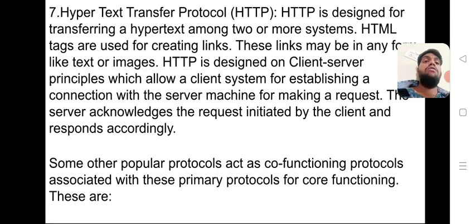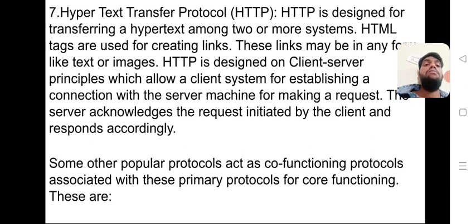Hypertext Transfer Protocol, HTTP, is designed for transferring hypertext among two or more systems. HTML tags are used for creating links. These links may be focused on a line or text message. HTTP is designed on the client-server principle, which allows a client system to establish a connection with the server machine for making a request. The server acknowledges the request initiated by the client and responds accordingly.